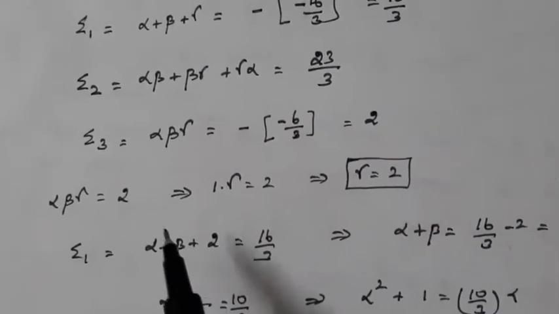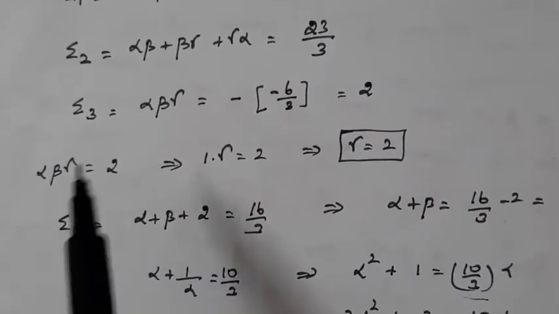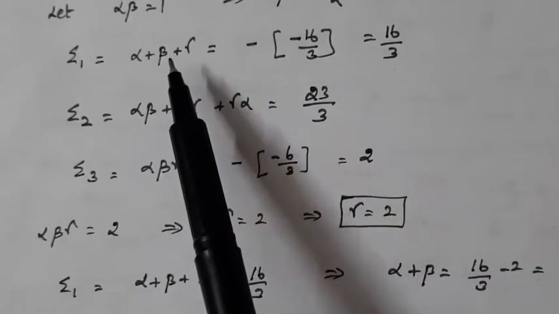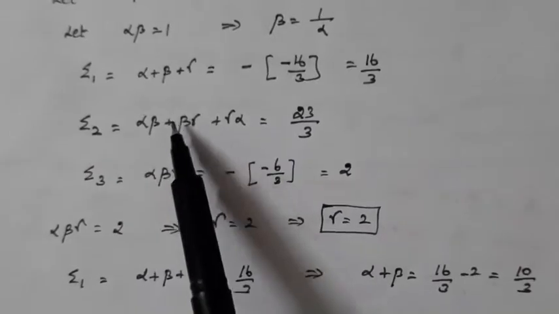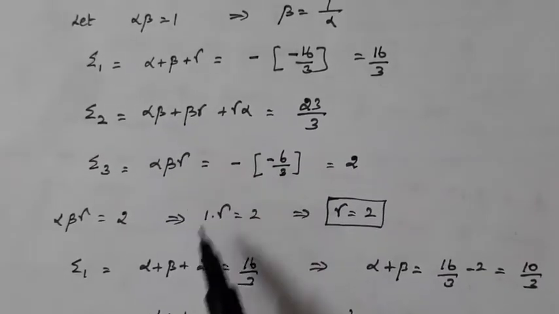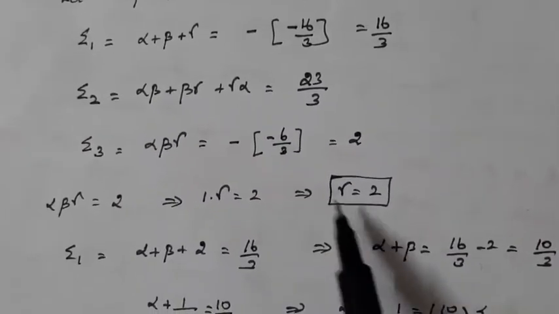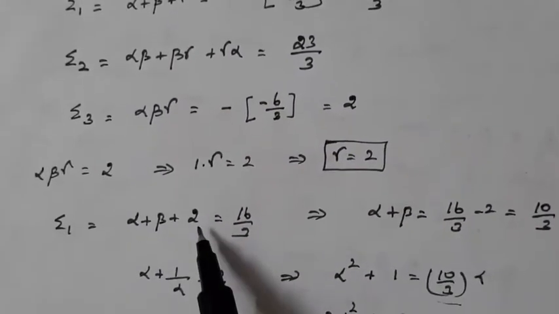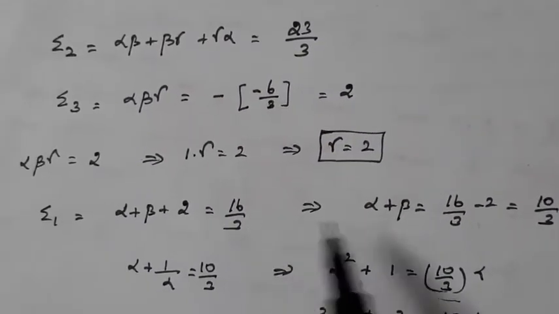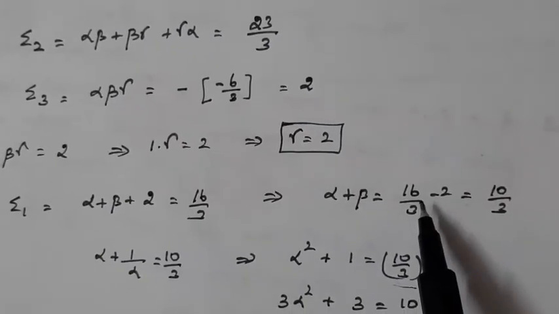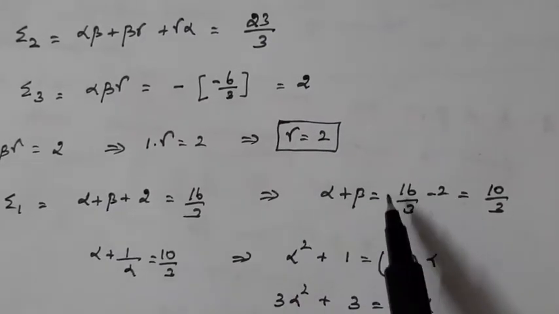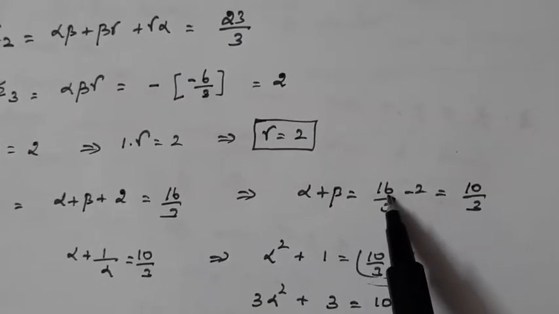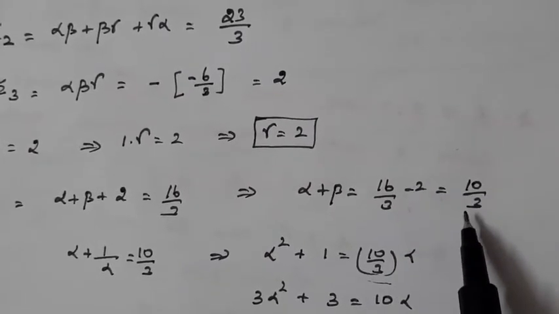Okay. So, you have to get the value of alpha and beta. Now, substitute gamma as 2 in either the first equation or the second equation, that is sigma 1 or sigma 2. So, let us substitute gamma as 2 in the first one, that is sigma 1. So, alpha plus beta plus 2 is equal to 16 by 3. That is alpha plus beta is equal to 16 by 3 minus 2, moving this 2 to the opposite side. So, on simplifying this, 3 2s are 6. So, 16 minus 6 is 10. So, it is 10 by 3.